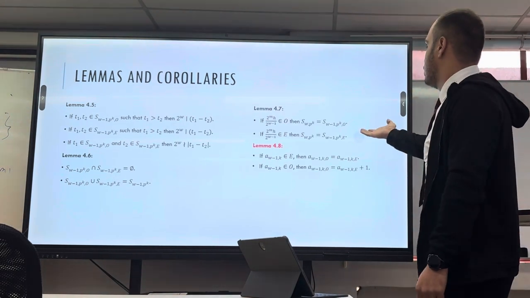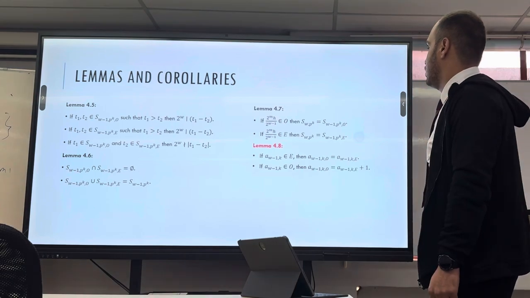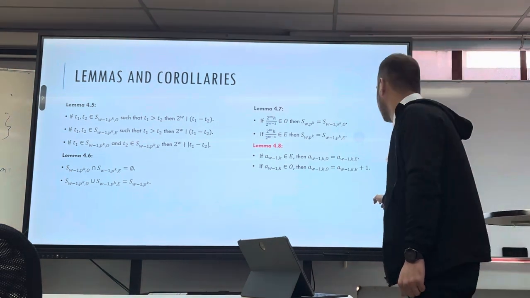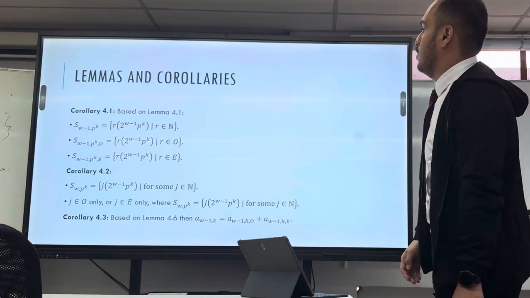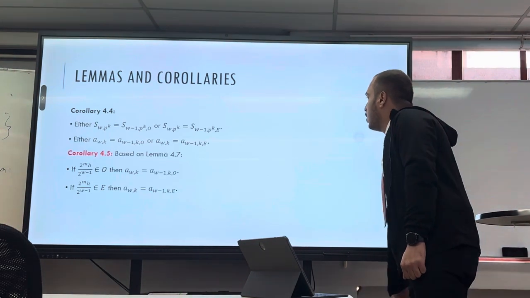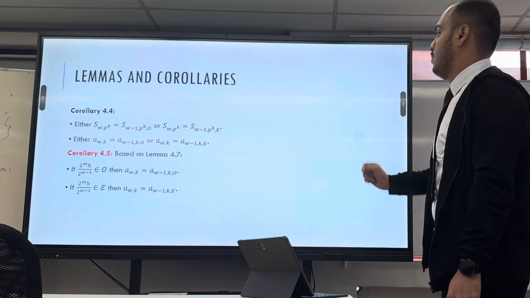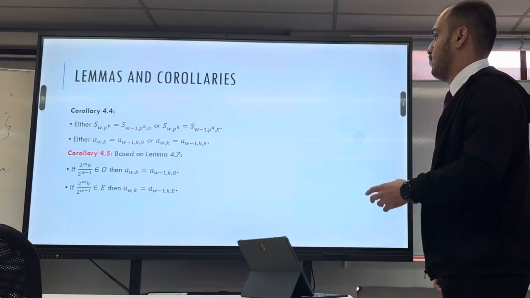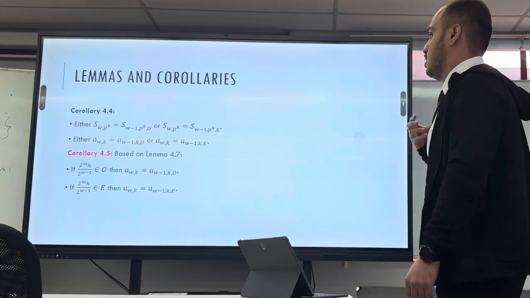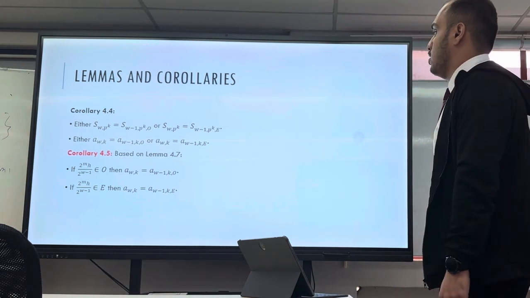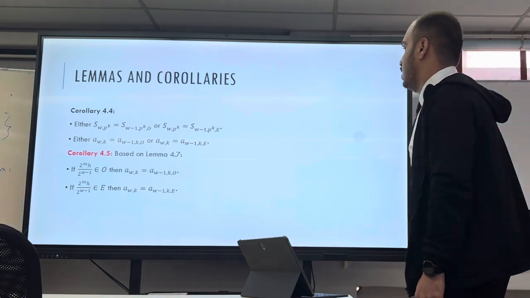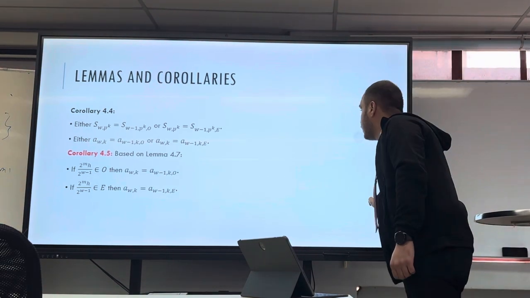We will use lemma 4.8 directly in the proof of proposition 4.1. Here we have corollaries. We will use corollary 4.5 directly in the proof of proposition 4.1. And other lemmas and corollaries we use to get corollary 4.5 and lemma 4.8.